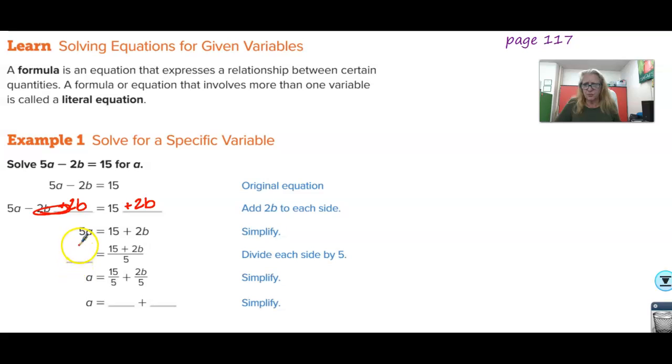I'm not exactly sure what I'm supposed to do with that line, but we had 5a, and we're going to divide it by 5 to get rid of that. And then we just have a on the left, and over here on the right, we divide the entire side by 5. Well, then they break it up into two parts. They break it up into 15 over 5 and 2/5 b. So 15 divided by 5 is 3, and then this is better written as 2/5 as the coefficient of the letter b. Okay? So that would be how you would solve for a particular variable.